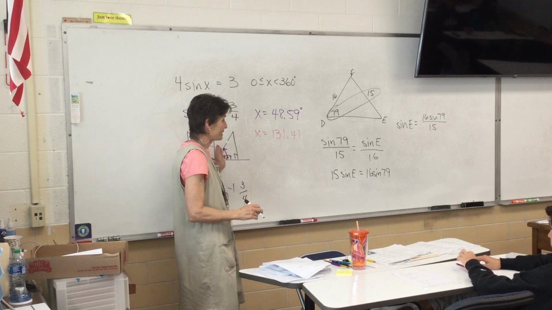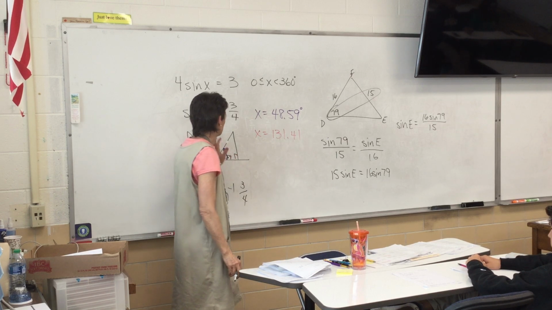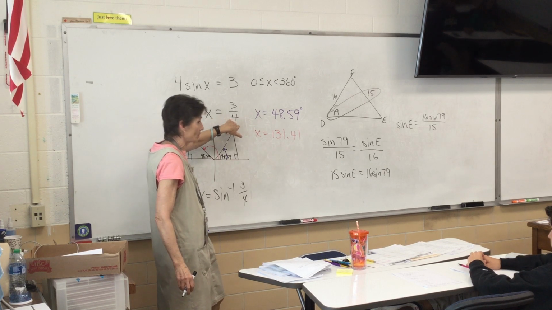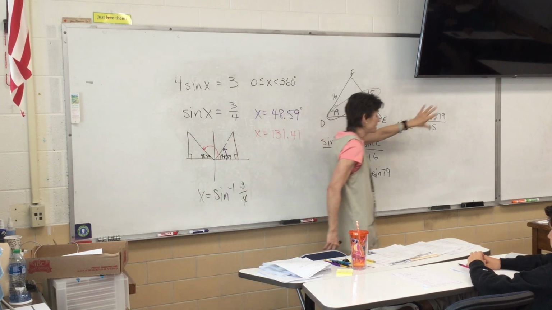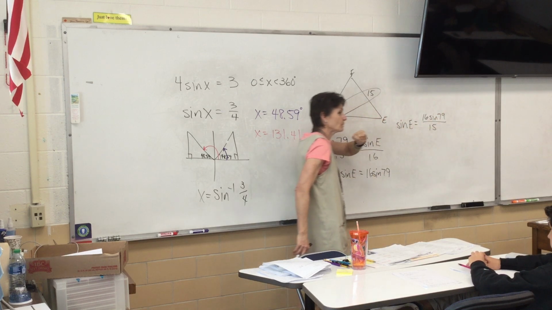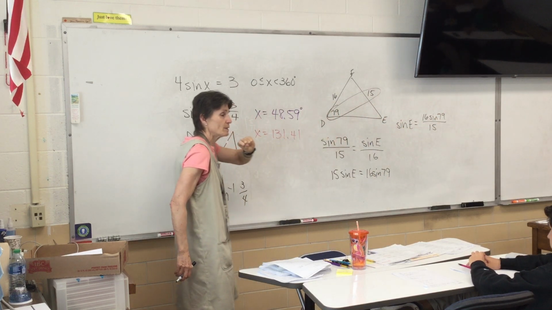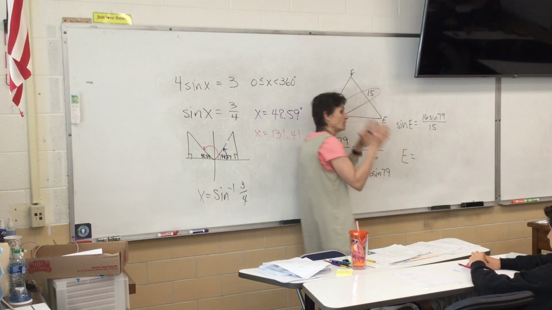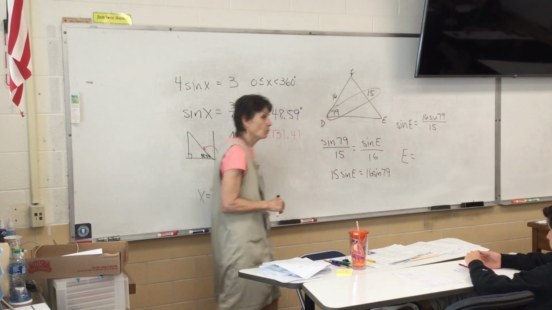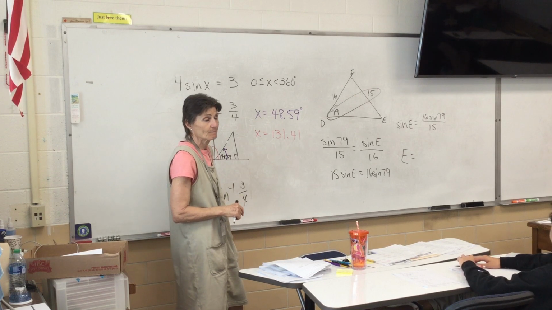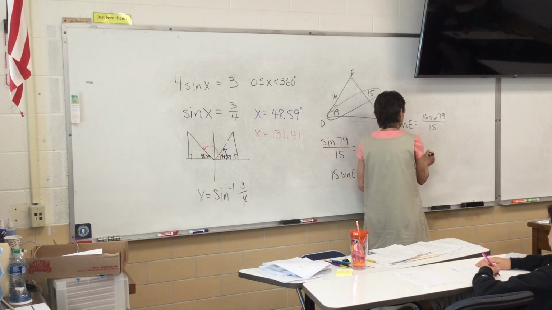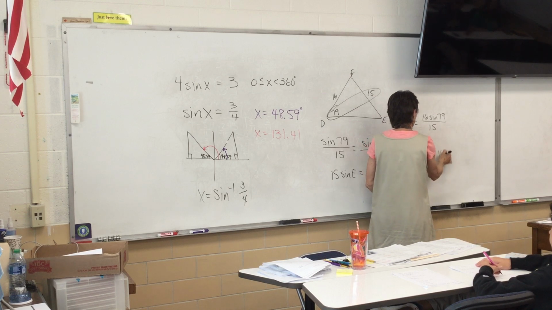Now it's kind of like this one we just did. We knew the sine was this number, just like now we know the sine is this number. But we don't really care about that number. We want to know the angle. We want to know what angle E is. So what do we type into our calculator? Second sine. So we're going to second sine that big fraction.